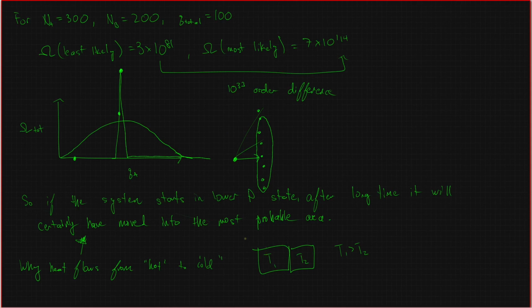Since we've said that the system will move toward the most probable state, and there are more microstates corresponding to distributing the energy throughout both of these rather than just putting it in one, that's why heat is going to flow from hot to cold. And these two systems right here will equilibrate and come to the same temperature. I hope that helps a little bit.